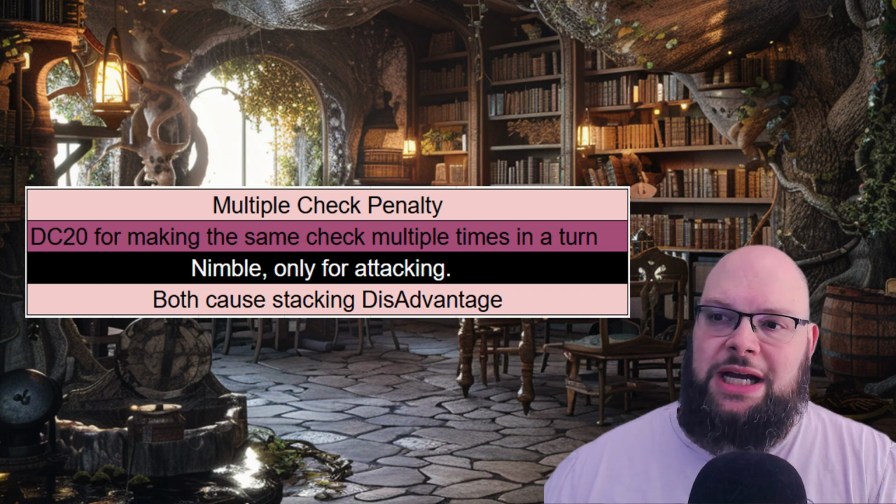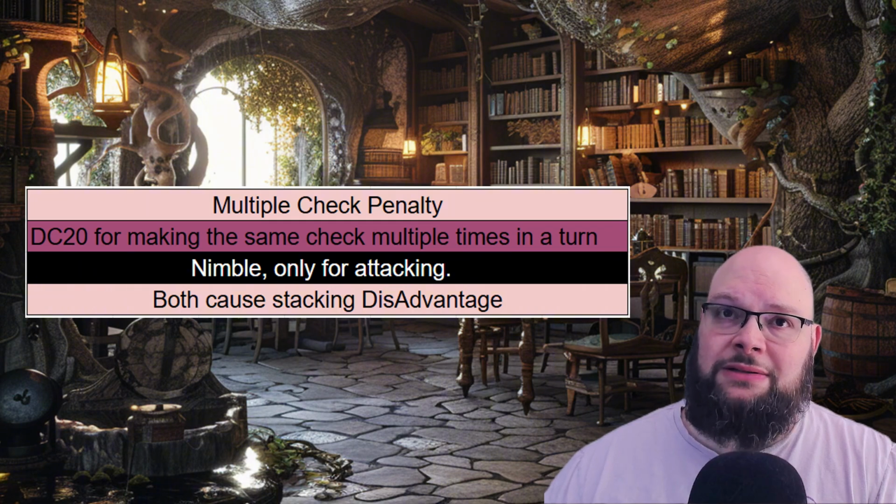Each kind of check has its own multiple check penalty. Nimble only gives this stacking disadvantage for attacking.